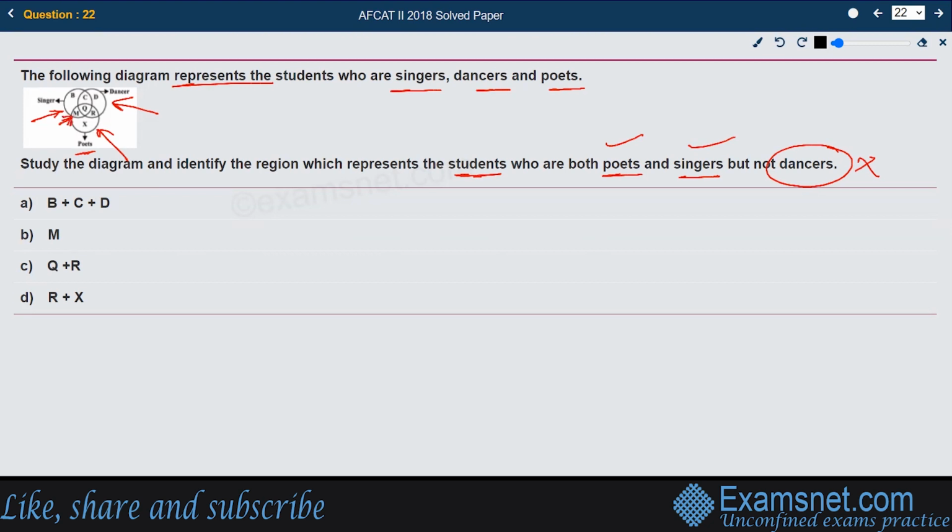If you have a closer look, the letter M is in both the circle of poet and singer. So M is between both poet and singer, and they must not be dancers. So yes, M is very well away from the circumference of the circle of dancers. So M cannot be a dancer. So the right answer is M, who is a poet, singer, but not a dancer.